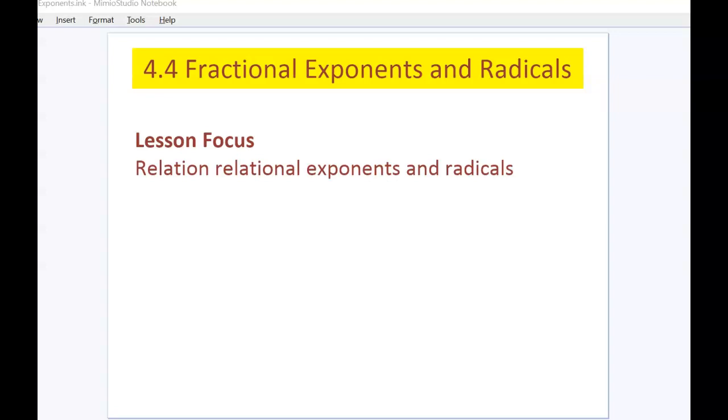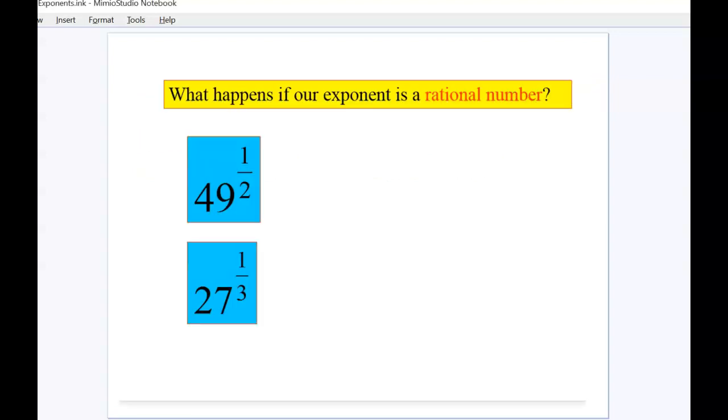In section 4.4, we're going to focus on fractional exponents and radicals. What happens if our exponent is a rational number? For example, 49 to the 1/2 or 27 to the 2/3. So in today's lesson, we're going to figure out how we evaluate expressions that have fractional exponents.